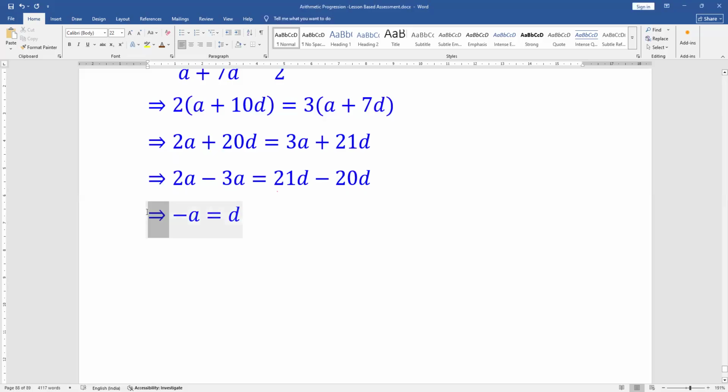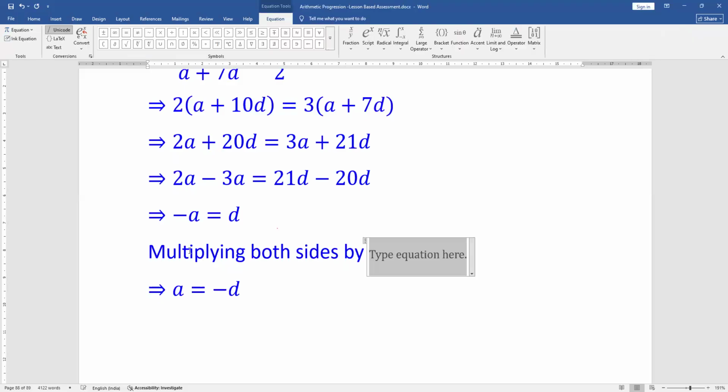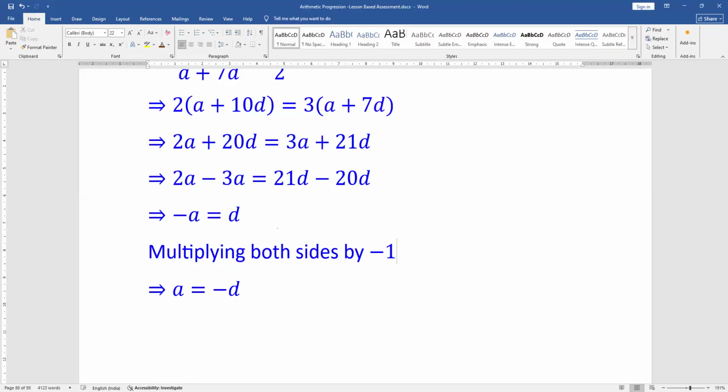Or I can also write this as A equals minus D. You can just shift it over to here. That means you just multiply both sides by minus 1. Minus times minus becomes plus, and D into minus 1 is minus D. If you don't understand, let me write it. Multiplying both sides by minus 1, we get A equals minus D.